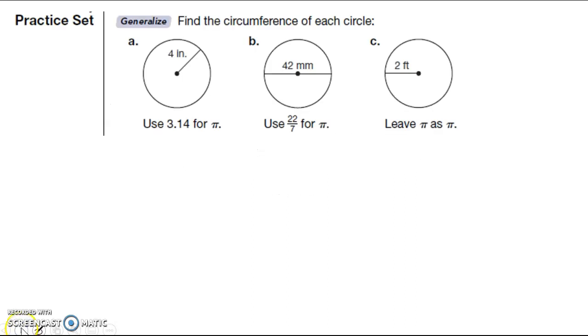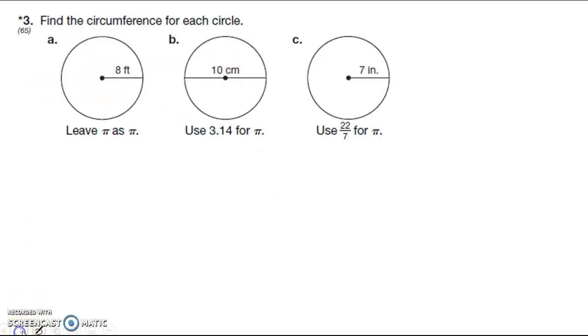The practice set was over circumference, and the first starred problem in Lesson 65 is circumference. Remember that we have two formulas for circumference: circumference is equal to 2 pi r, and circumference is equal to pi d. Also remember that circumference is the distance around the circle, around the outside.